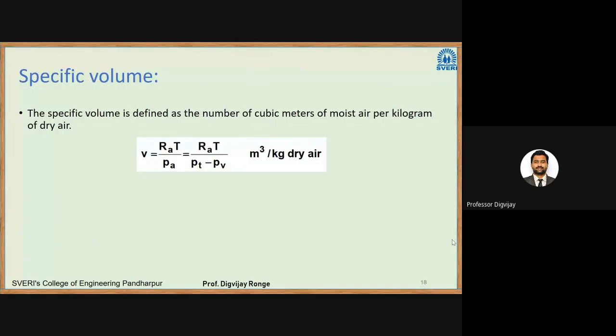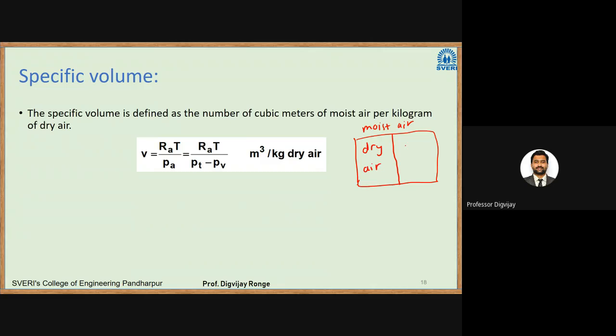Next point here is the specific volume. Specific volume is defined as the number of cubic meters of moist air per kilogram of dry air. So as the name suggests, what does it mean? If I take again a mixture of dry air and water vapor, that is nothing but moist air. So in this case, I have dry air. For simplicity, I am creating an imaginary wall here, but as you know, these are two mixed together.